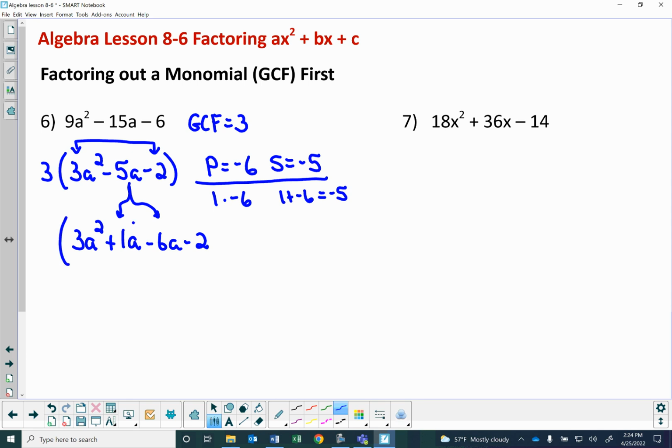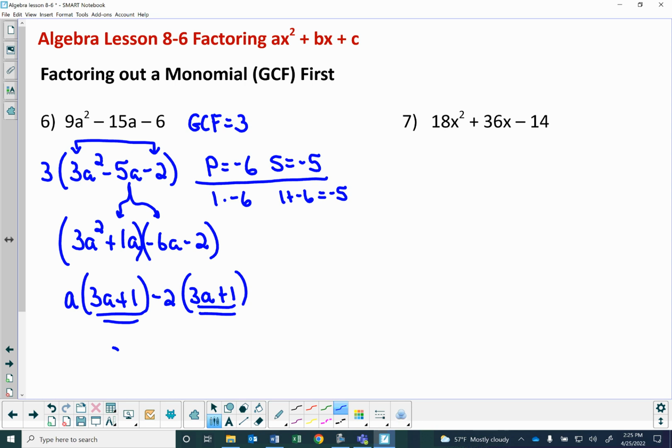Group first 2, last 2. Greatest common factor out of 3a squared plus 1a, I can take an a out. And I'm left with 3a plus 1. Greatest common factor out of negative 6a minus 2 is a negative 2. Negative 6 divided by negative 2 is positive 3a. Negative 2 divided by negative 2 is positive 1. Common factor, 3a plus 1.